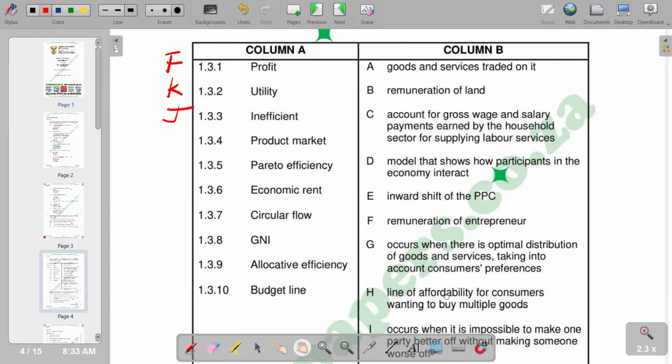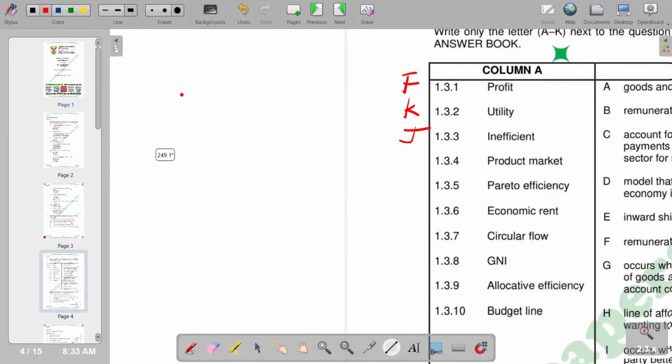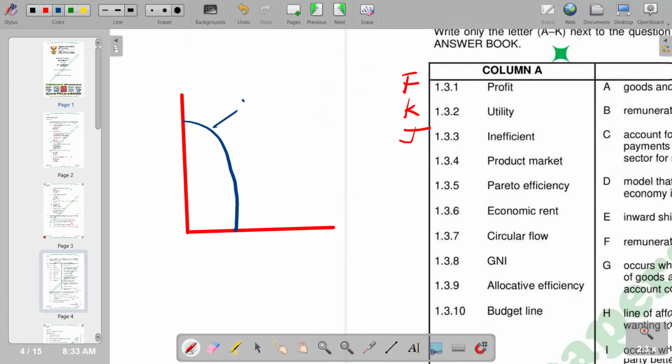So remember, in terms of our PPC, we have a scenario whereby we've got a vertical axis and a horizontal axis. In that scenario, you'd see that we have a curve which bows outwards, which is our PPC, the production possibility curve. Any points inside the PPC represent inefficiency, and any point on the PPC, like this point here on the curve, represents efficiency.